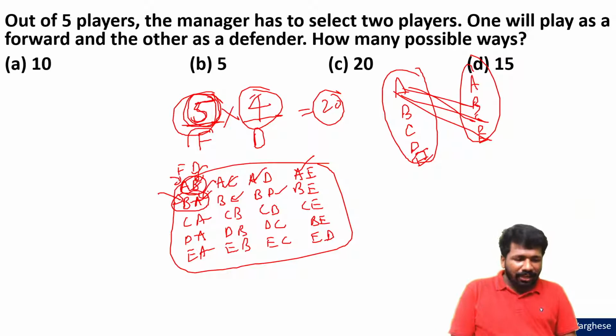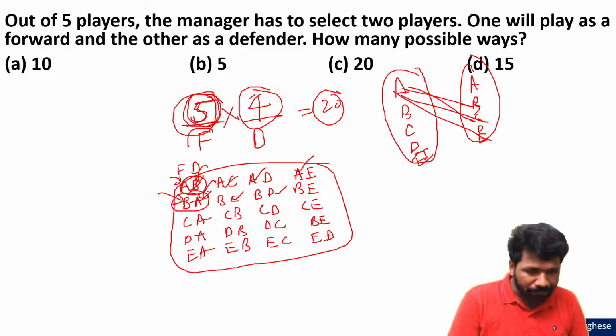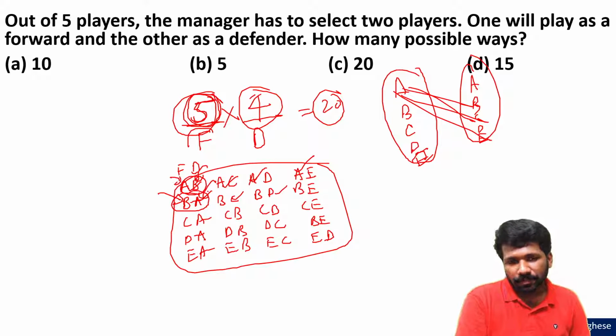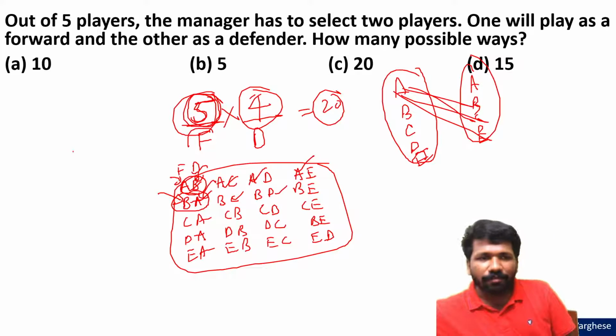That are the rearrangements of AB and BA. Arrangements means it is permutation. I told you already, permutation means arrangements. So here the question is asking how many permutations are there. From 5 things, 2 things to be selected and arranged, 5P2.